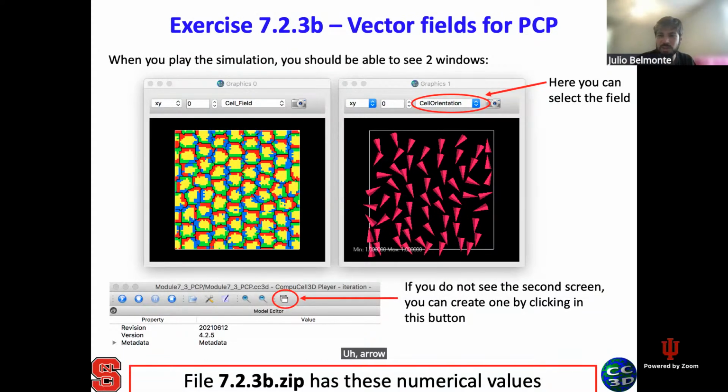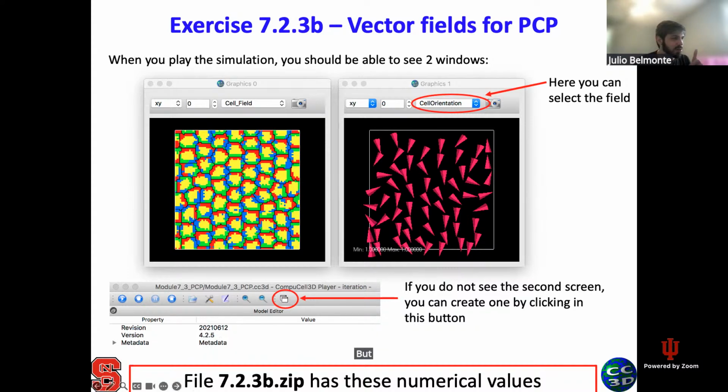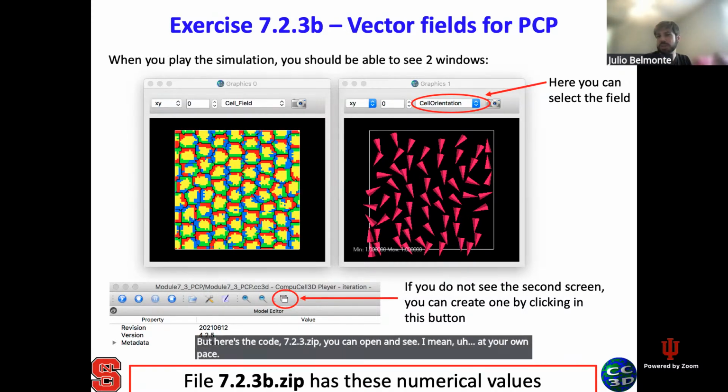I know that I went a little bit quick on how to create a vector visual field, but you're going to have a dedicated class to explain all of them tomorrow. But here's the code, 7.2.3.zip. You can open it and see at your own pace exactly how this was coded.